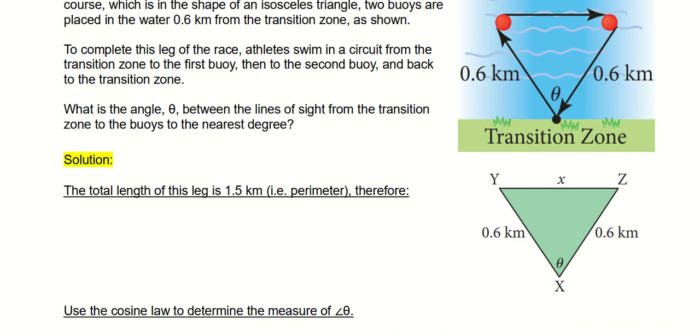Okay, let me get my pen tool. Let's find x. We know the whole course is 1.5 kilometers, so we minus 0.6 and then minus 0.6, because of this 0.6 and 0.6. That gives us 0.3 kilometers. So that first part was pretty easy.